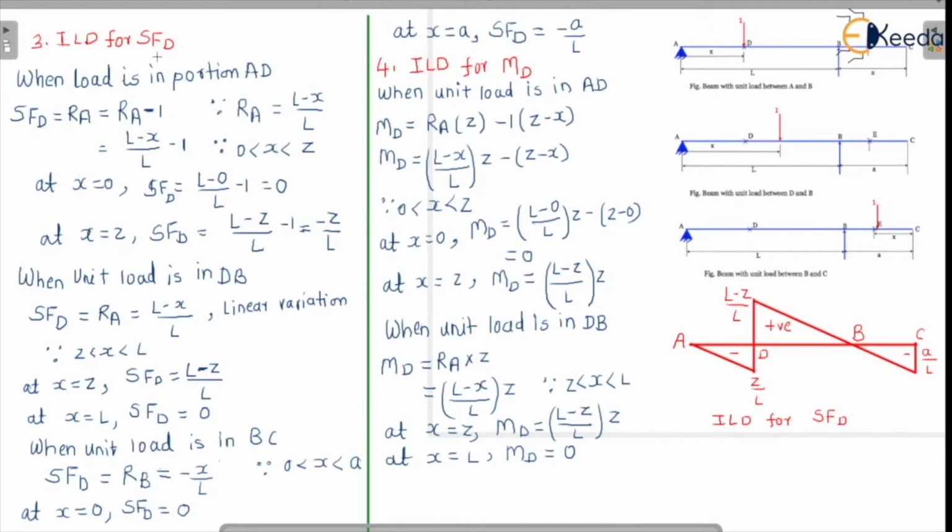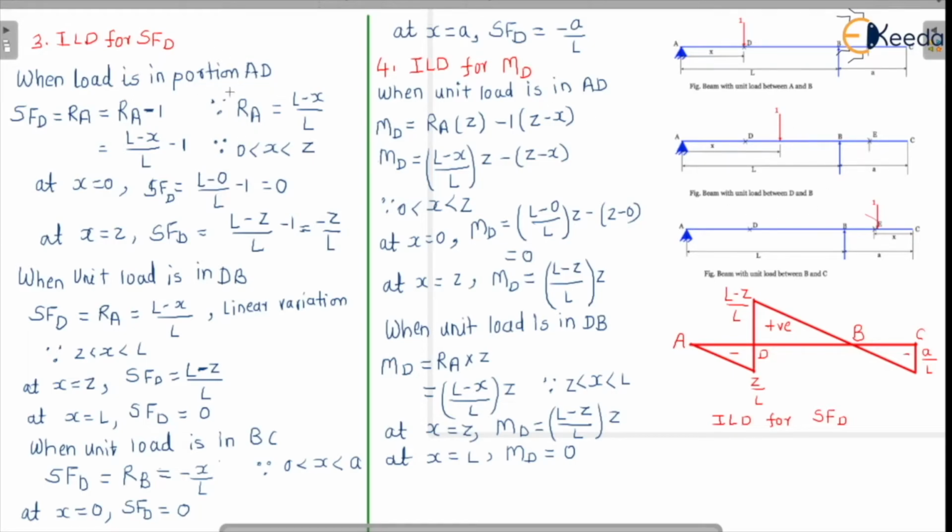Now, influence line diagram for shear force at point D. Okay, so shear force at D point. Here we will be considering three parts: when the unit load is in between AD, when the unit load is in between DB, and when the unit load is in between BC. So these three parts we are going to consider for the shear force and bending moment.